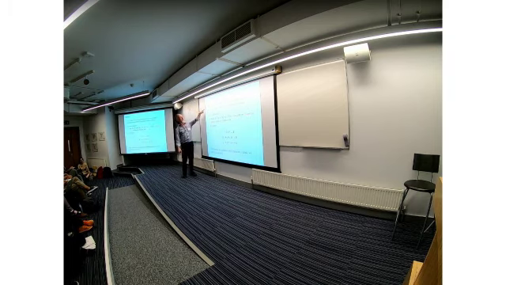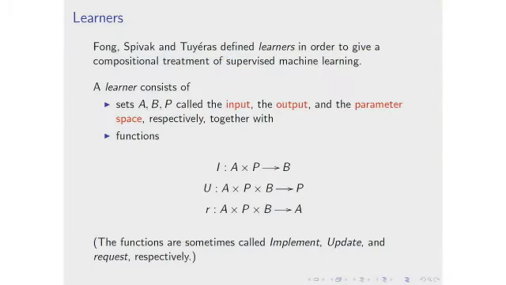So learners are, by definition, sets A, B, P. Think of the picture I showed you with the cat, right? A is the input, the pixels coming in one end. B is the output, the 0, 1 in the case of the cat. And P is the parameters, in that case all of the weights on all of the wires that we can adjust. Okay? And some functions. I says if you tell me the input and the parameters, I can tell you the output. That just means run the net, see what it does with some given input, see whether it says this is or isn't a cat. Okay? Easy enough?